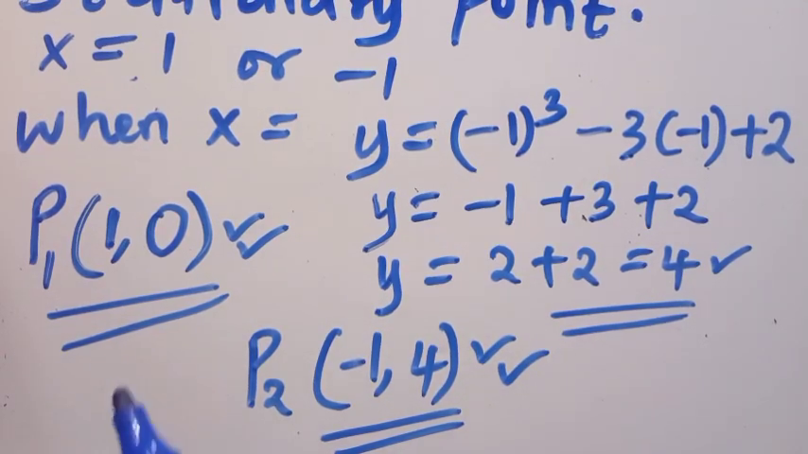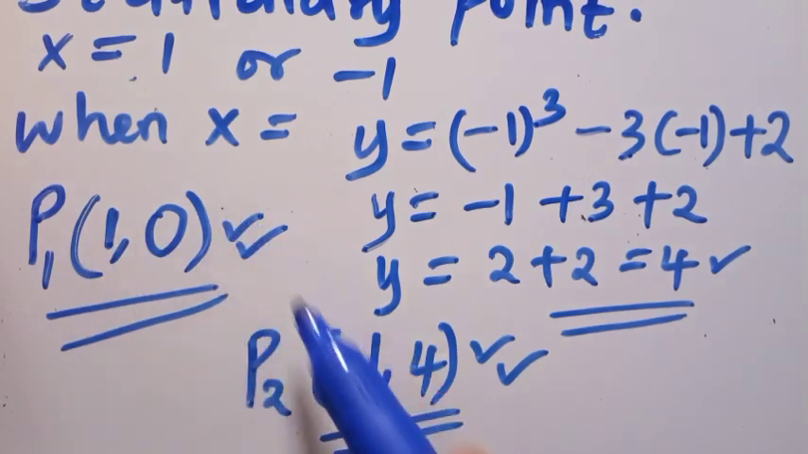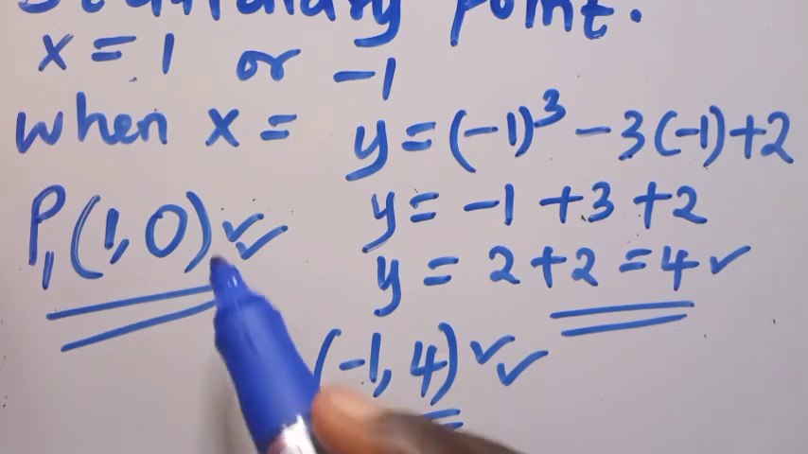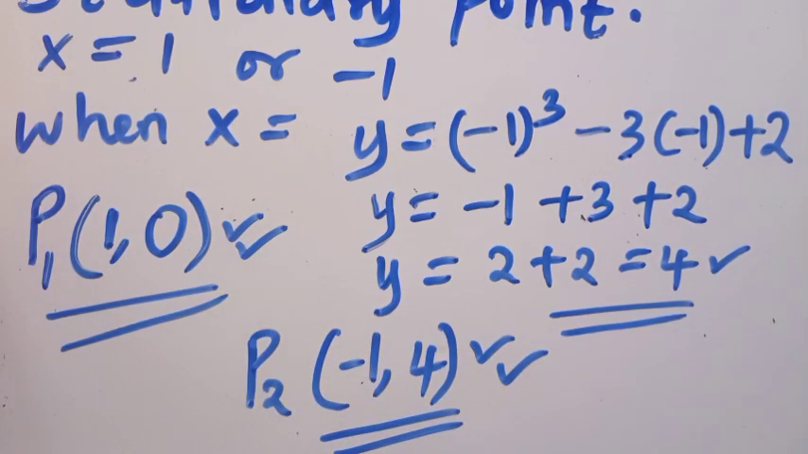Now, we need to determine the nature of these stationary points. We need to determine the nature of each stationary point. This is the first point, this is the second.